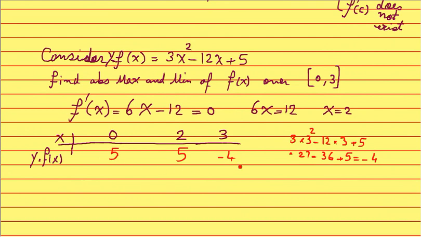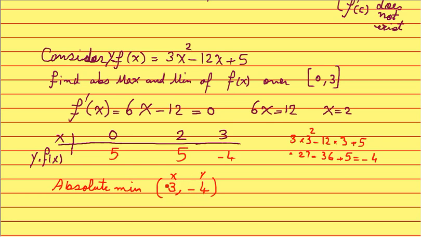Absolute minimum value is minus 4, and it occurs at this endpoint of the interval, at the point 3. So here I write absolute minimum point is at 3 and minus 4. This is the x value, this is the y value. This is called the absolute minimum value. This is the point at which it is happening.